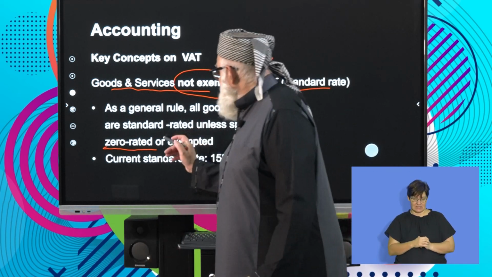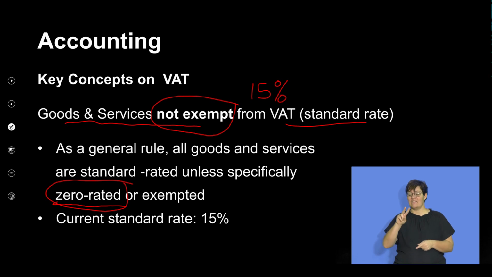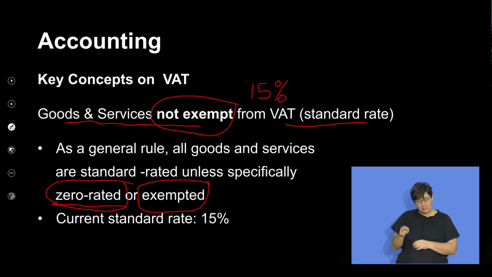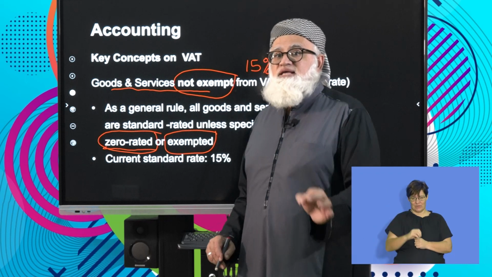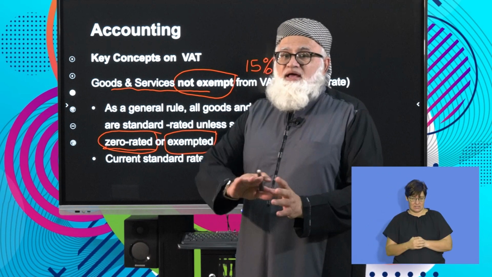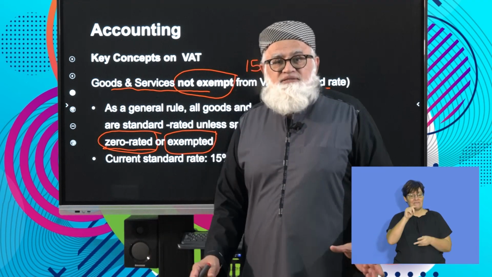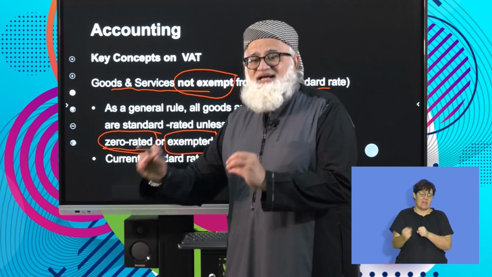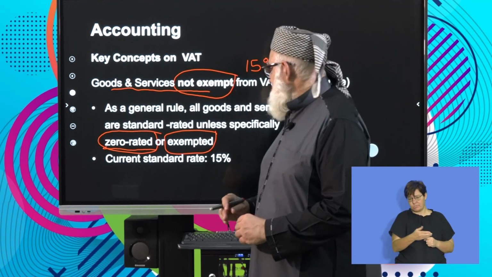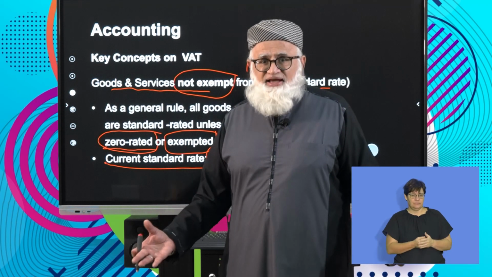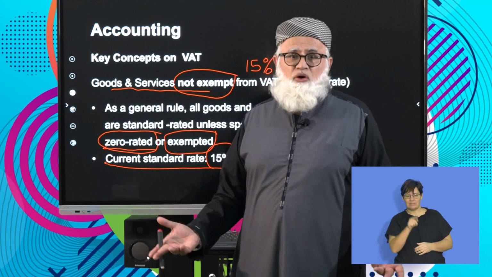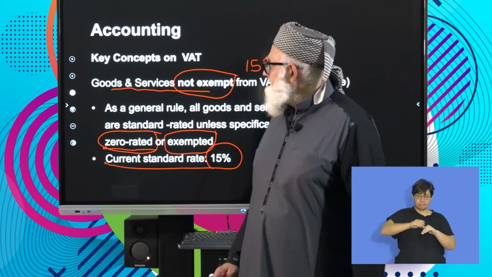But there's a distinct difference between zero rated and exempt. Zero rated has VAT charged to it, but the rate is 0%. That's why we say zero rated. The second one is VAT exempt items. Those are items that will never ever have VAT in that particular transaction. So we said the current standard rate is 15%. Obviously, that is determined by the Minister of Finance, and that is the amount that can go up or down depending on the needs of the country.